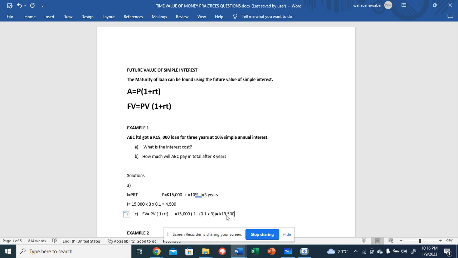Okay. So this company is going to pay this in total after 3 years, and for the person who gave this company the loan, this is the maturity value of the loan which they gave out, 19,500.